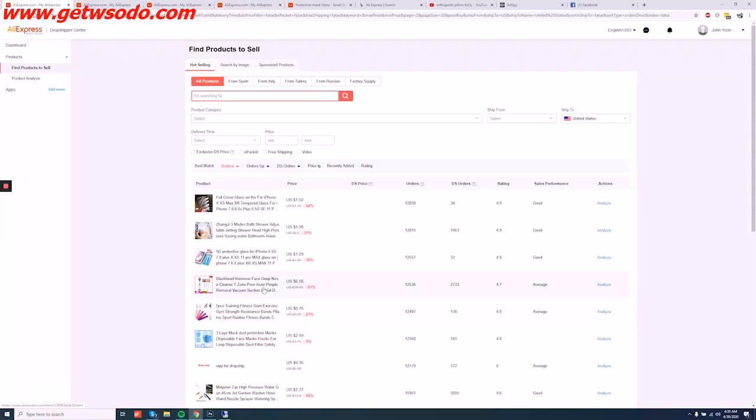Even if they do carry them at Walmart, nobody would ever expect them to carry this at Walmart. So I think this would be a very good product. I've seen a lot of people sell it in the past. If you take a look at this product, I think it's still currently selling pretty well.